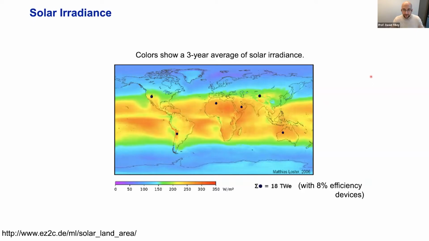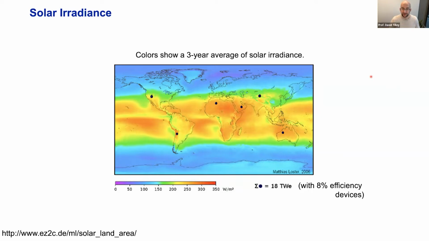But on the Earth, there are many places around the world where there's not a lot of people living, not a lot of plants living, deserts, for example. What these black spheres represent here is if you were to build 8% efficient devices of this size, then that would generate enough power to generate 18 terawatts.